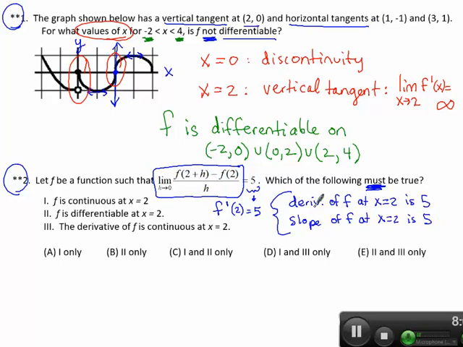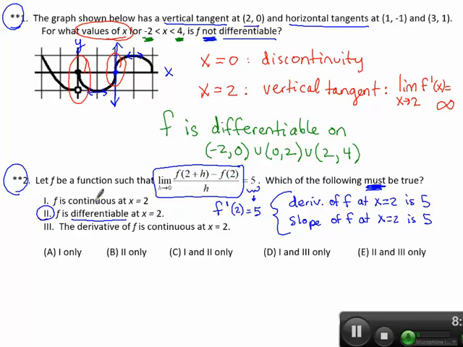So let's take a look at our choices. When it's written like this, we can choose more than one of these answers. Is f continuous at x equals 2? Well, I'm not quite sure until I examine this second one. Is f differentiable at x equals 2? Well, we just said there is a derivative at x equals 2. So yes, f is differentiable at x equals 2.